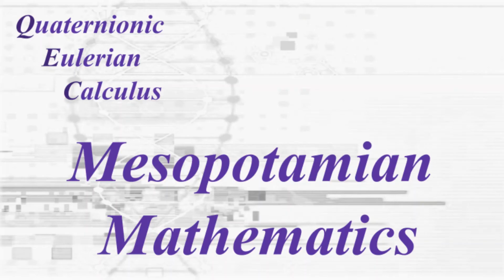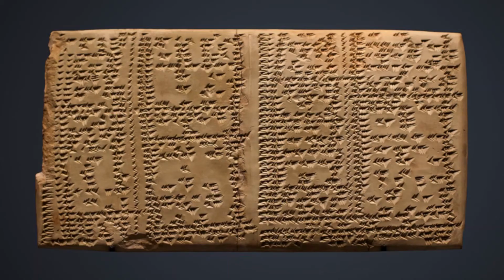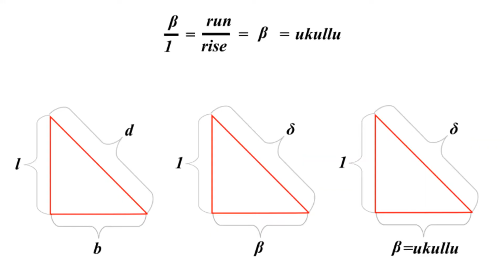The ancient Babylonians were one of the first cultures to develop trigonometry. However, their trigonometry was vastly different from that of the modern era. It has been called angleless, since there is no recorded concept of sine and cosine. But there was a concept of what we would call the run over rise. The Babylonians called this ratio the ukulu.